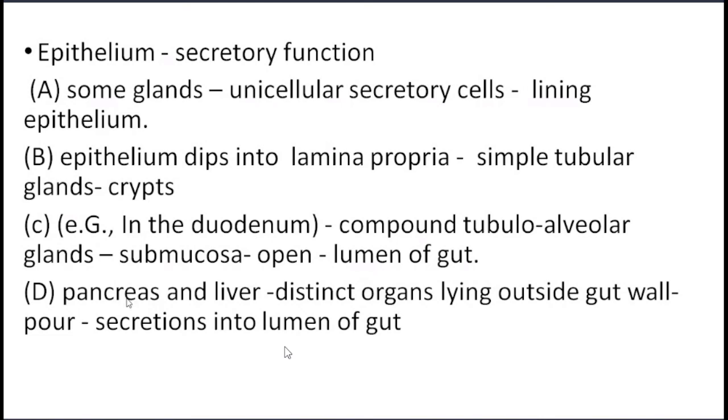Now in some parts or in some areas, you will get the epithelium dipping down into the lamina propria. This dipping down into the lamina propria forms the crypt. So these crypts are nothing but the simple tubular gland. So here the epithelium dips into the lamina propria, forming the simple tubular glands. So these are nothing but the crypts.